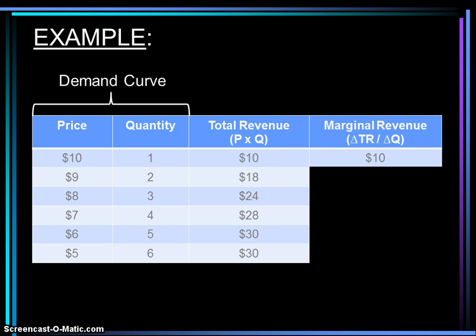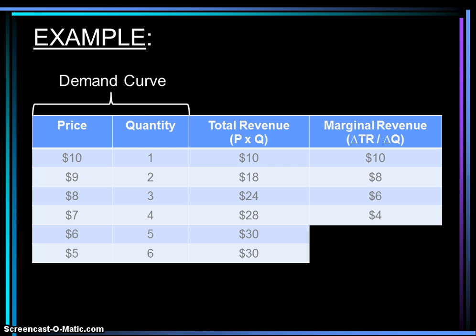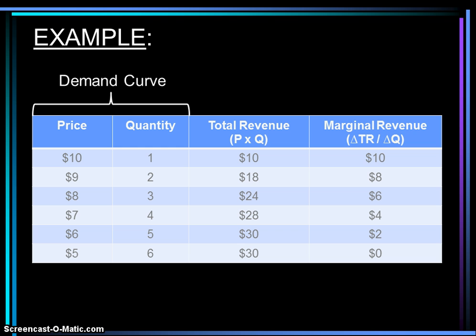Marginal revenue of the second unit of output is 8. And then we have 6, 4, 2, and 0. So you can see that every time the price falls by $1, marginal revenue falls by $2, thus proving that marginal revenue falls twice as fast as demand.